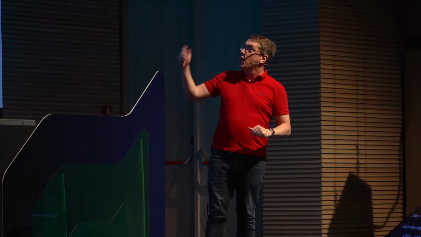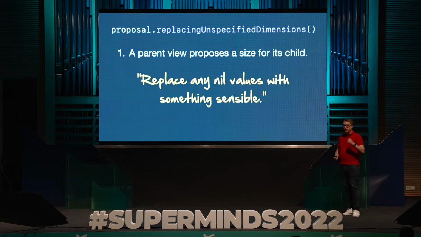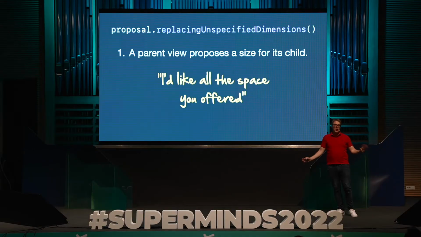And so, when we're saying replacing unspecified dimensions, we're saying wherever there's a nil in there, just put a number in there. The default value is 10. It'll just take all the nils out and put something in there. So we can be guaranteed the result is a real CGSize with a real width and a real height. In the case of our radial layout, we're effectively saying, all the space you've got, it's fine. I'll take it all. It's all good.